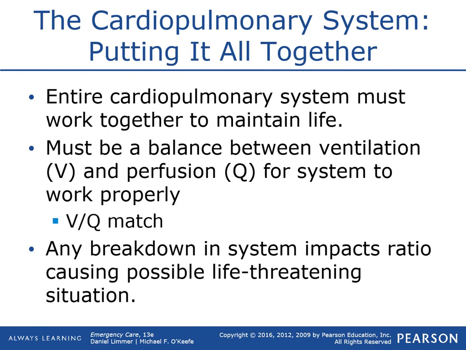So just putting all this together into one simple explanation, your cardiopulmonary system, which is your cardiac system and your pulmonary system, must work together to maintain life. There has to be a balance between ventilation, so movement of air, and perfusion, which is respiration, for the system to work properly. These are labeled as ventilation being V and perfusion being Q, so we call it a VQ match. If one of these does not match the other, we call it a VQ mismatch. So that's a way to say that your pulmonary system is not working properly.